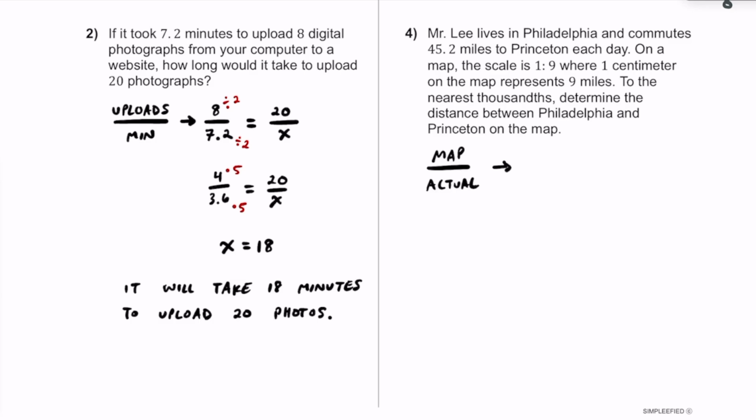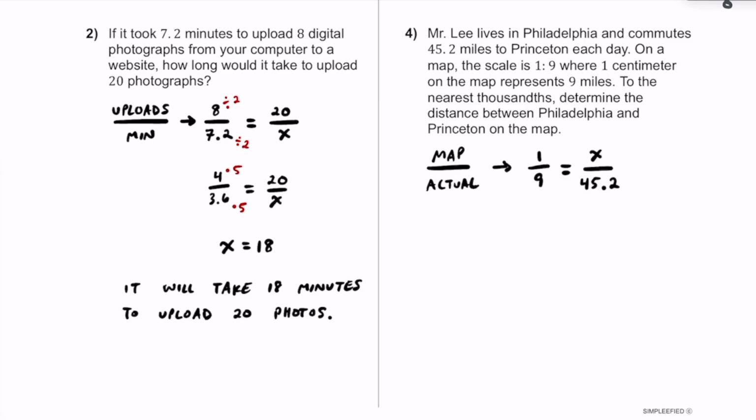All right, so we have units on the map and then we have units in real life. We're told that the scale is going to be 1 to 9, so let's put that ratio down of 1 to 9. And 1 is going to be on the map, which is going to be 1 centimeter. 9 is 9 miles in real life. And where's that 45 2/10 going to go? Well, that's in real life. That's going to go on the bottom with the miles. And we want to know how far this is on the map here.